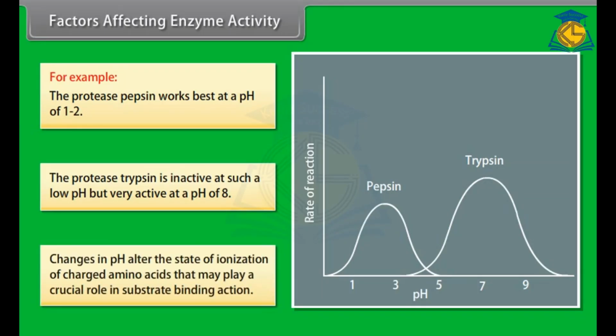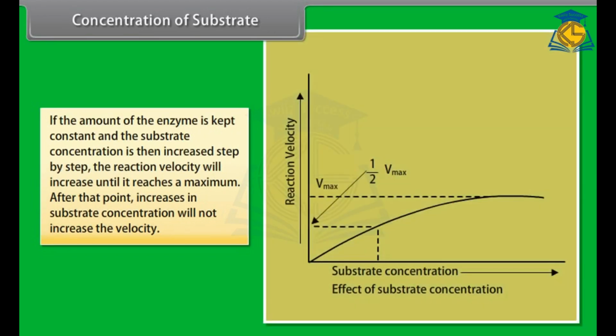Changes in pH alter the state of ionization of charged amino acids that may play a crucial role in substrate binding action. Concentration of substrate. If the amount of enzyme is kept constant and the substrate concentration is then increased step by step, the reaction velocity will increase until it reaches a maximum. After that point, increase in substrate concentration will not increase the velocity.